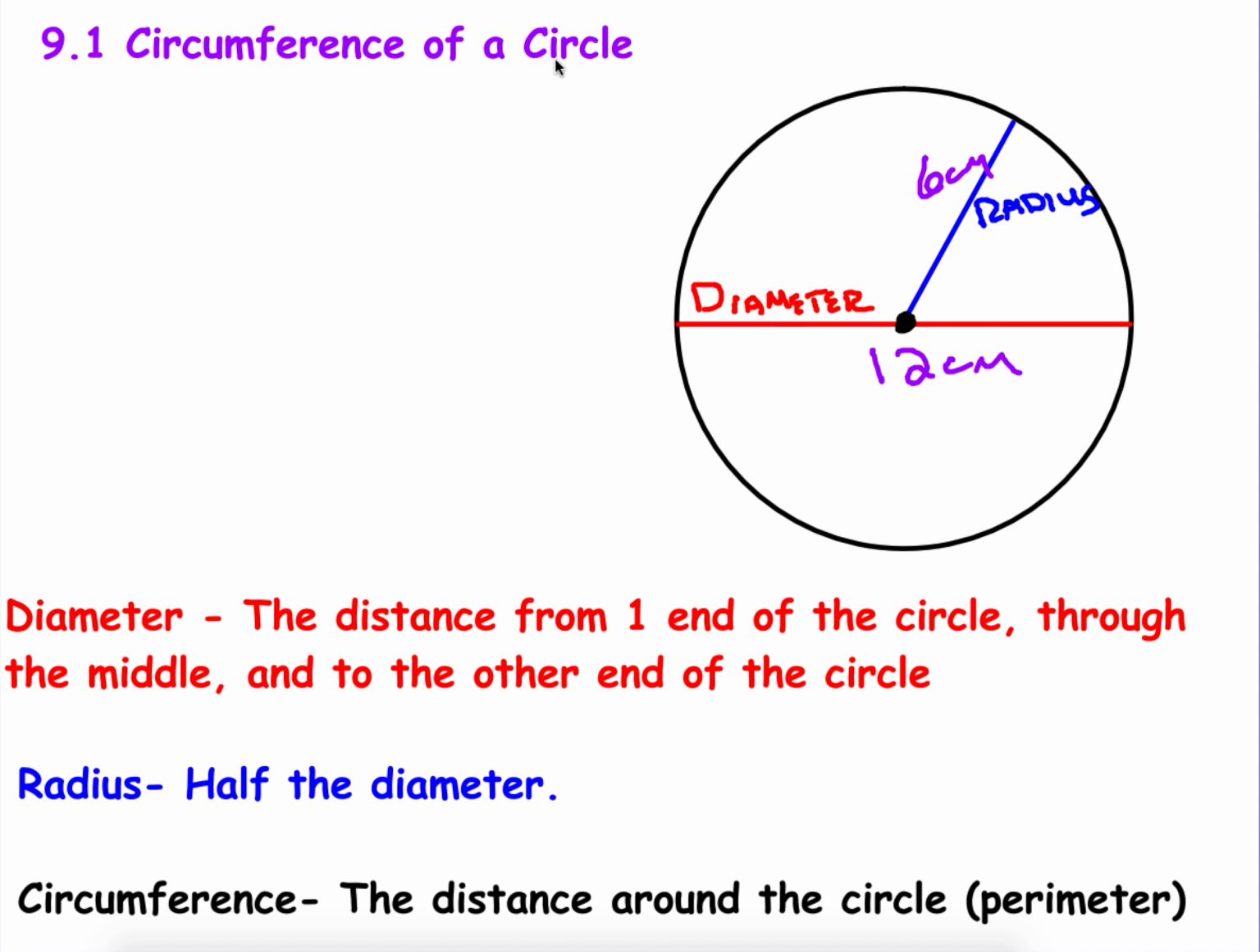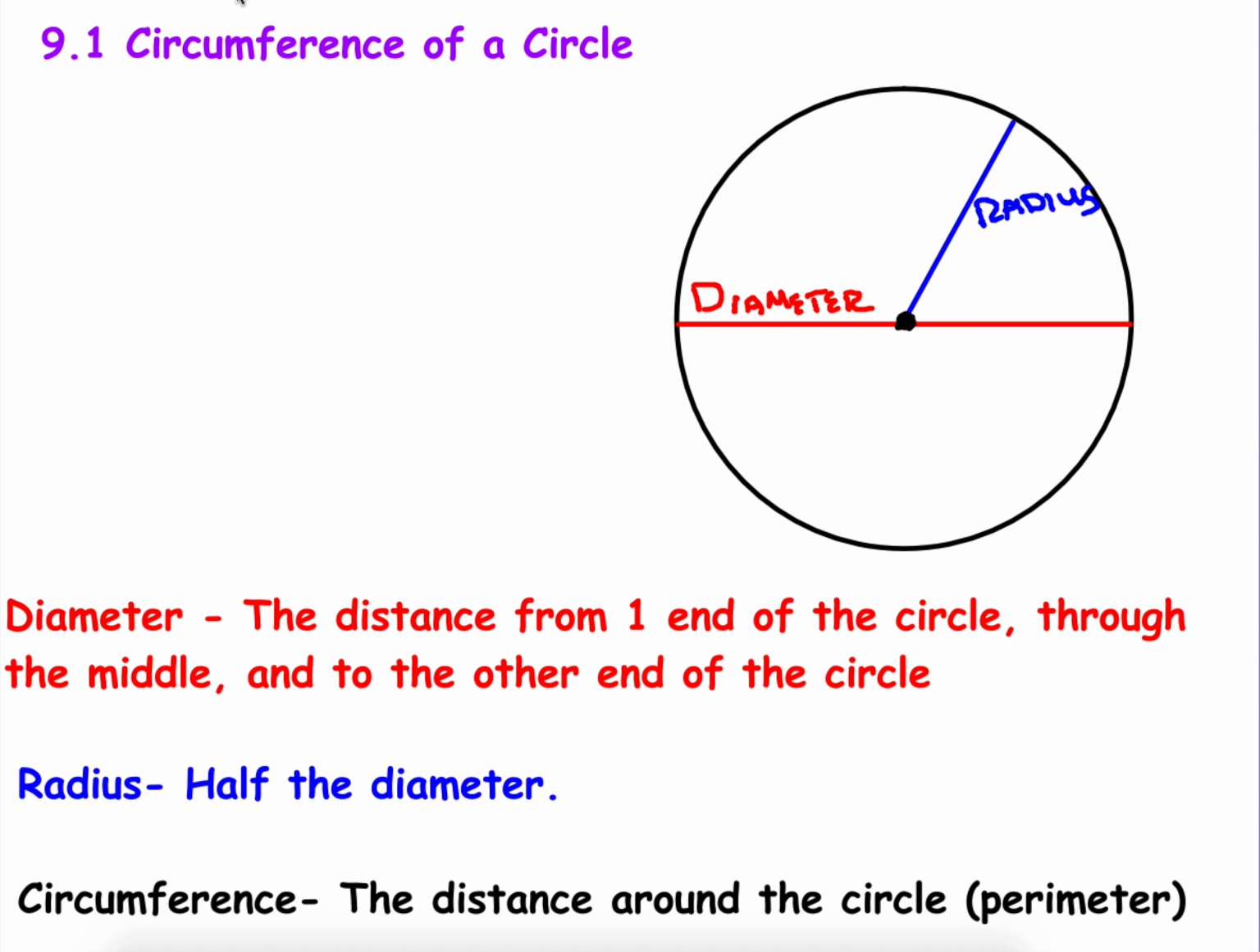Vice versa, if I was given the radius, I should be able to figure out the diameter. So if I was told your radius is 3 centimeters, my diameter is twice that, because the radius is half of the diameter, so if I multiply this by 2, it'll give me my full diameter. So then my full diameter would be 6 centimeters. That's the kind of stuff that you're going to need to be able to do with these two things.